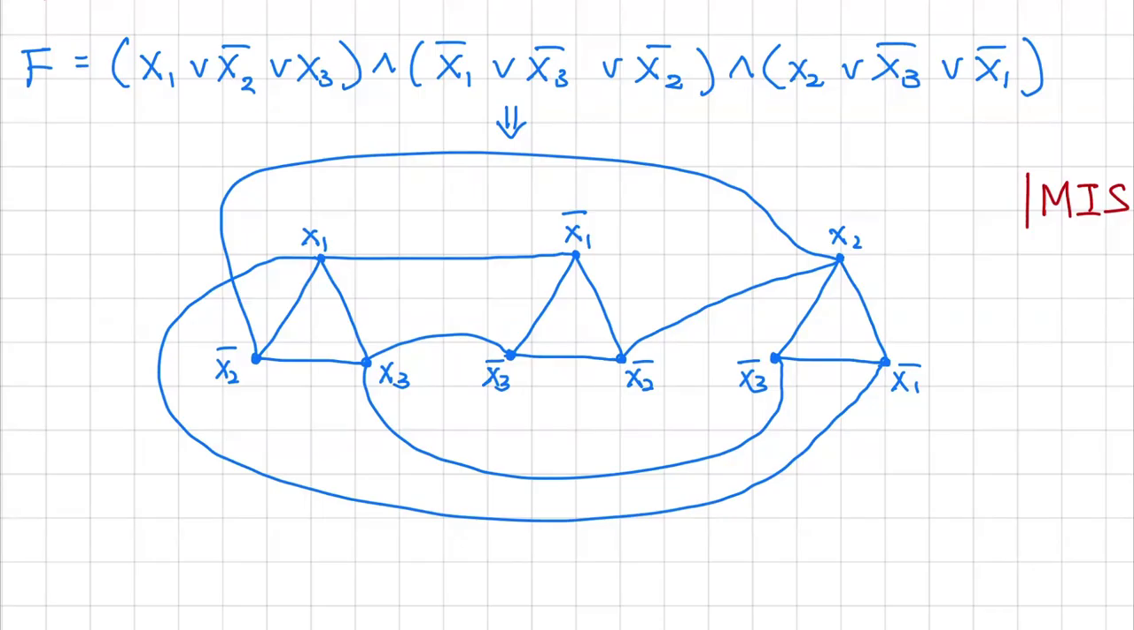X1, sure. So let me highlight X1. Now after you select X1, what can you not select? X2 and X3. Everything in the same triangle. What else can you not select? All the X1's complement, right, because all the X1's complement are connected to X1.